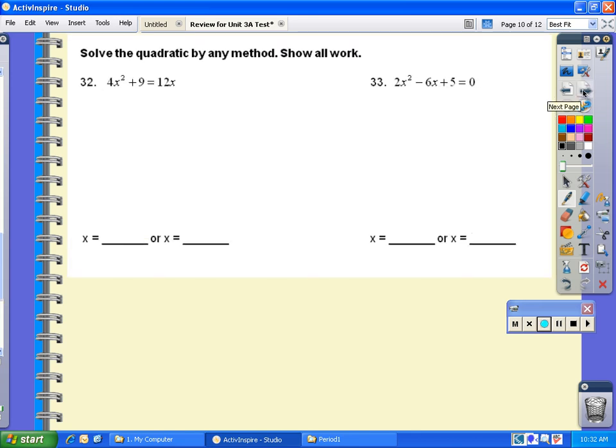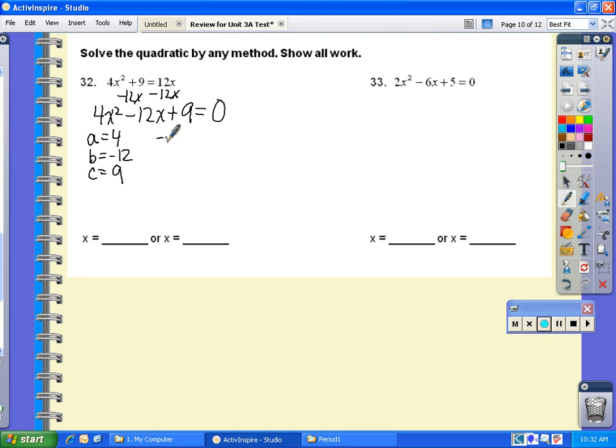In number 32, again, now we can solve by any method. I have to subtract 12x, so therefore that 12x actually becomes my middle term because it has that x value there. And this one, if I solve using the quadratic formula, I would have a equals 4, b equals negative 12, and c equals 9.